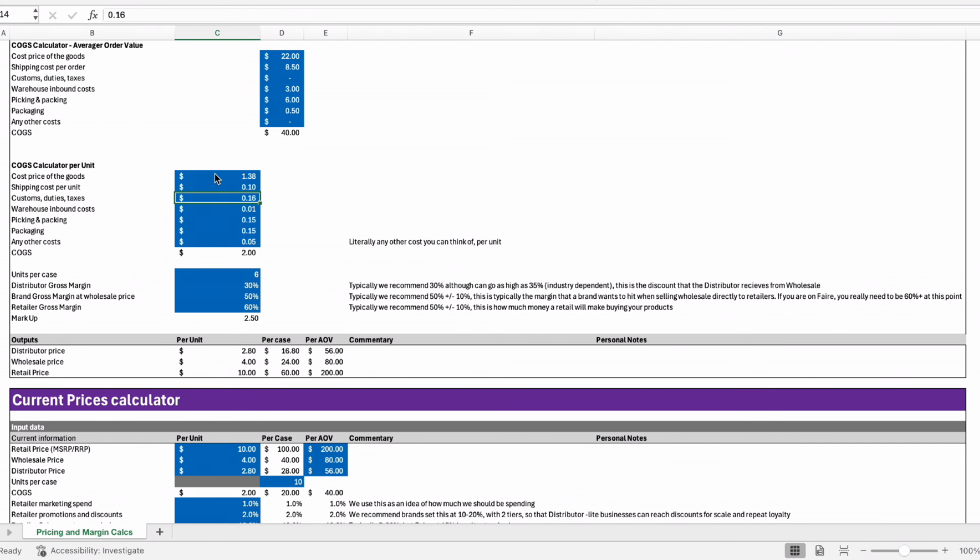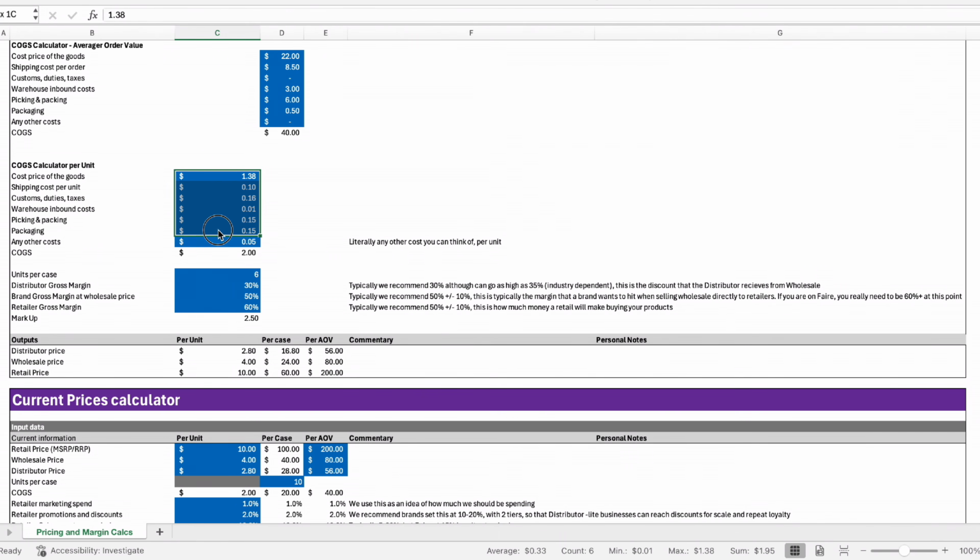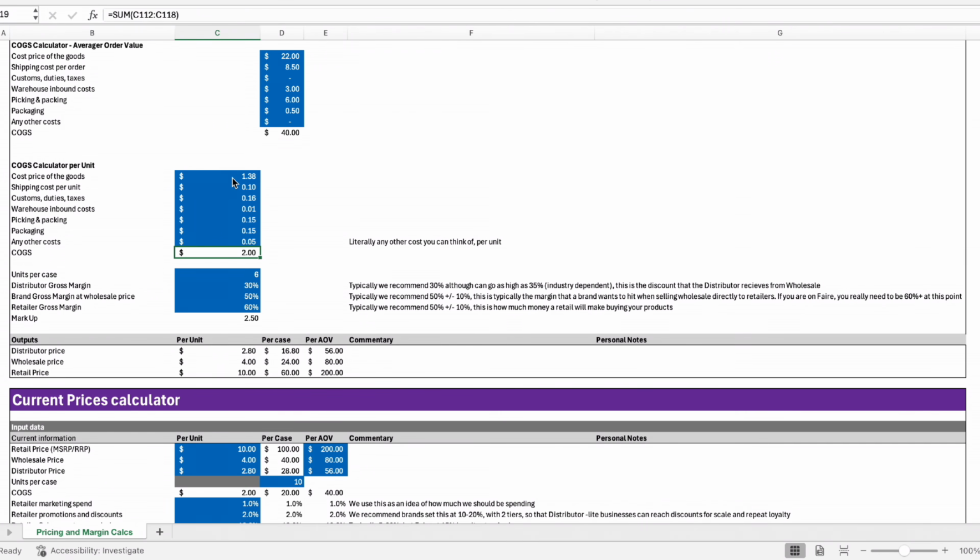Any customs, duties, taxes, any warehouse inbounding costs, so anything you've got from shipping and inbound, picking, packaging, and any other costs. So this gives you a rough idea of what you think your cost per unit is. That is, of course, what you're going to fill out here because it's all in blue and white, I should say. And then any calculations are just flat without any of the blues in them. You can whack in cases. Some businesses it's important to be in cases. Some businesses it's not, but we've just put this here.